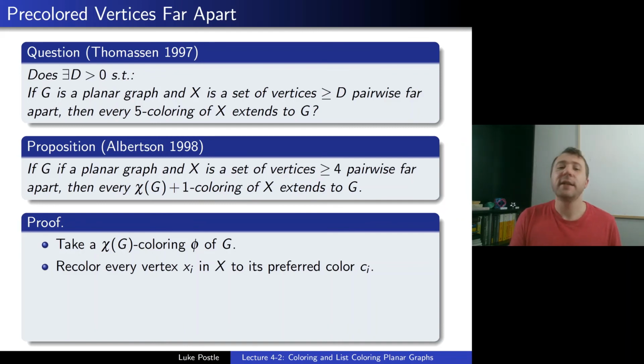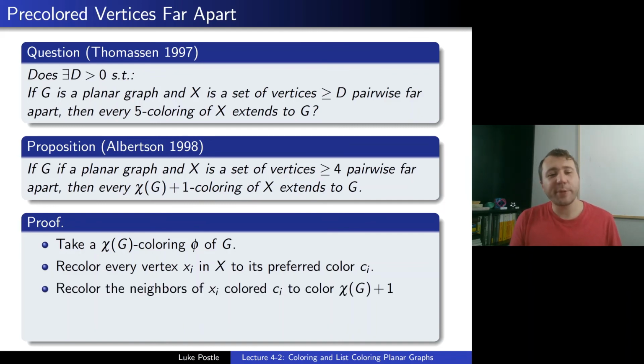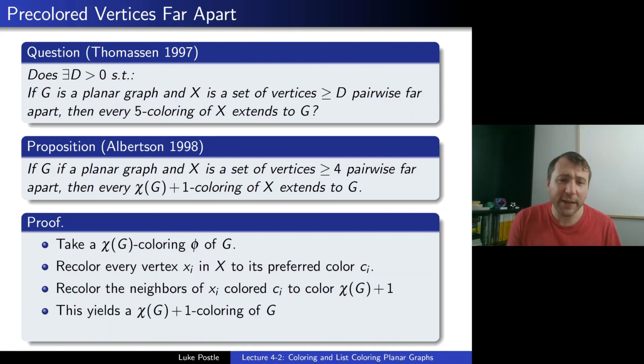Do that. Now what's the problem? Well, the neighbors of Xi might have wanted the color Ci for themselves. Luckily, we have an extra color, the chi plus one color. So we'll recolor all the neighbors that were colored Ci to color chi plus one. Is that a problem? No, this actually yields a chi plus one coloring of G.